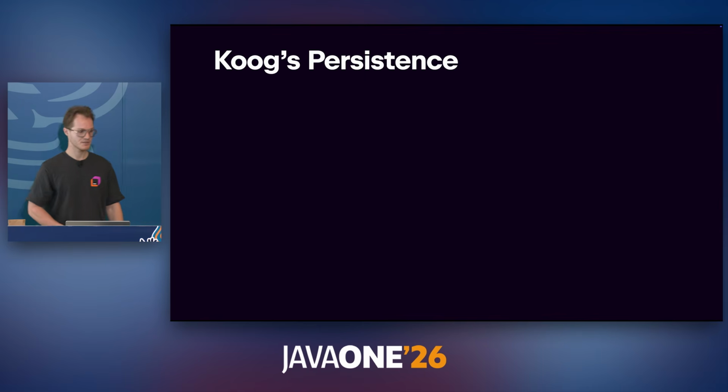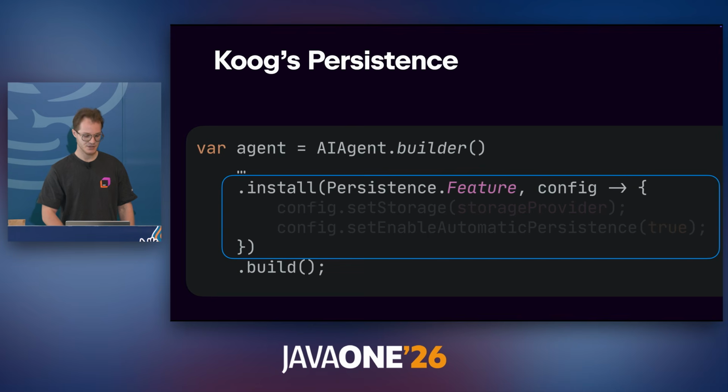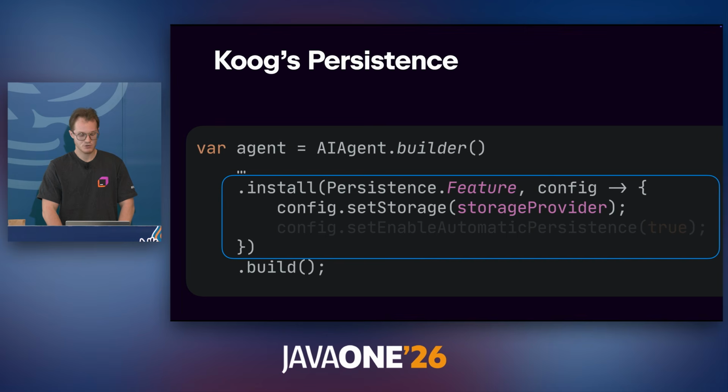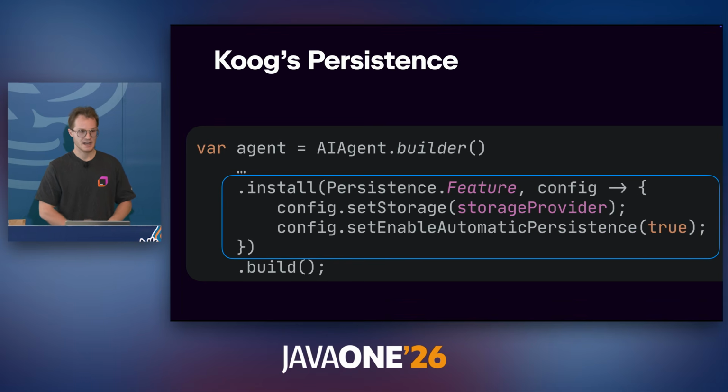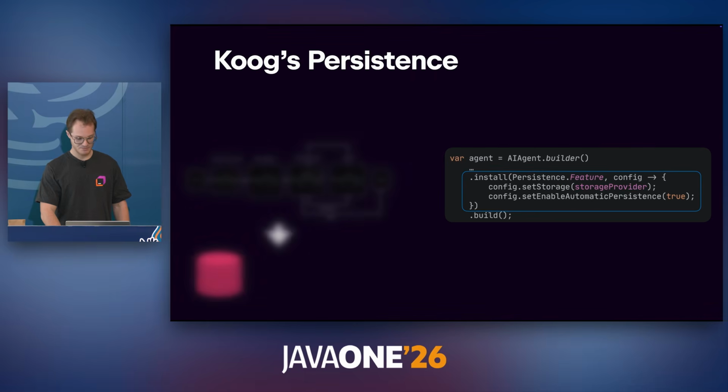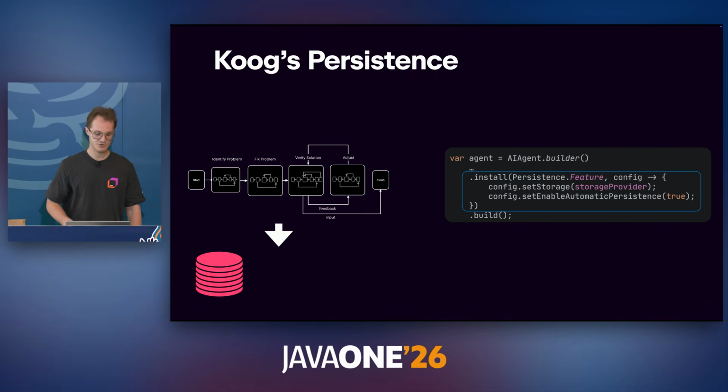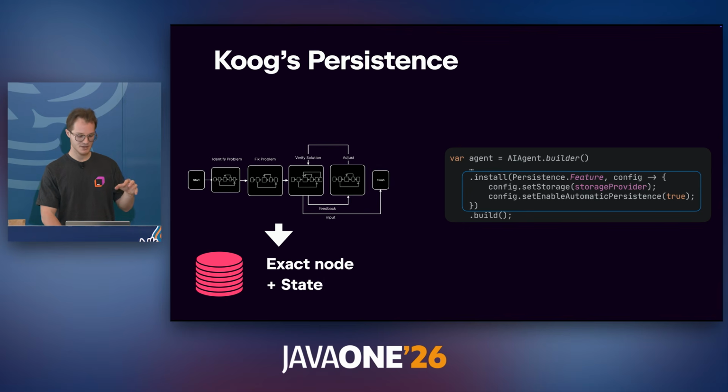But there is a solution, Koog's persistence feature. How does it work? Same as with chat memory, you just install the feature into an agent, any agent. But it has to be a graph agent specifically. Then you configure the feature to work with a specific storage, like where to store the checkpoints. And then you require the feature to automatically checkpoint every single atomic step inside your strategy. So what will happen? Let me illustrate that. We have this graph strategy, and you're going to checkpoint the exact place where the agent stopped together with the agent step.